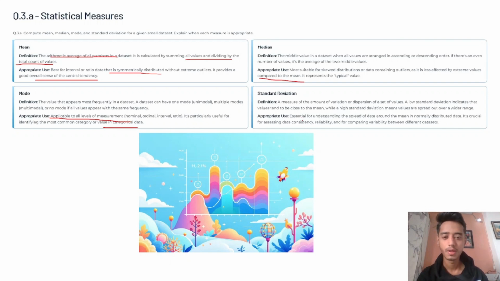Next is standard deviation. Its definition: a measure of the amount of variation or dispersion of a set of values. A low standard deviation indicates that values tend to be close to the mean, while a high standard deviation means values are spread out over a wider range. Its appropriate use is essential for understanding the spread of data around the mean in normally distributed data. It's crucial for assessing data consistency, reliability, and comparing variability between different datasets.